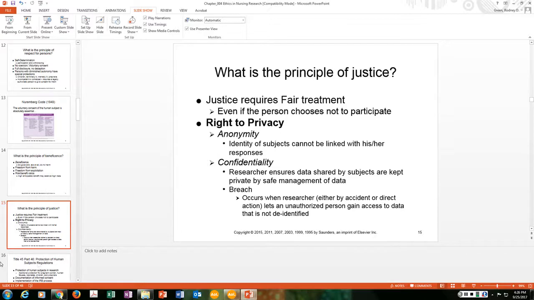So the second aspect is confidentiality. The researcher must ensure that the data shared by the subjects are kept private by safe management of data. A breach of confidentiality occurs when the researcher, either by accident or direct action, lets an unauthorized person gain access to data that is not de-identified.